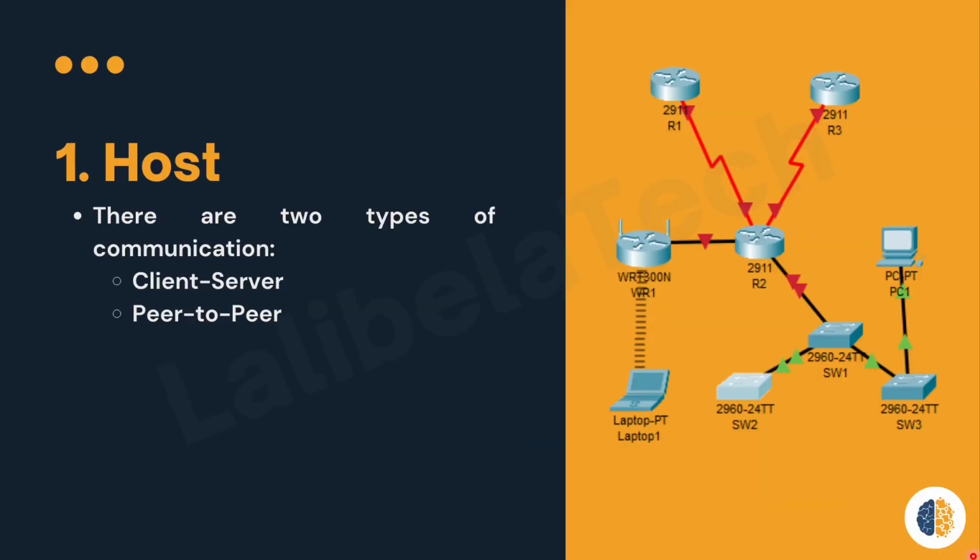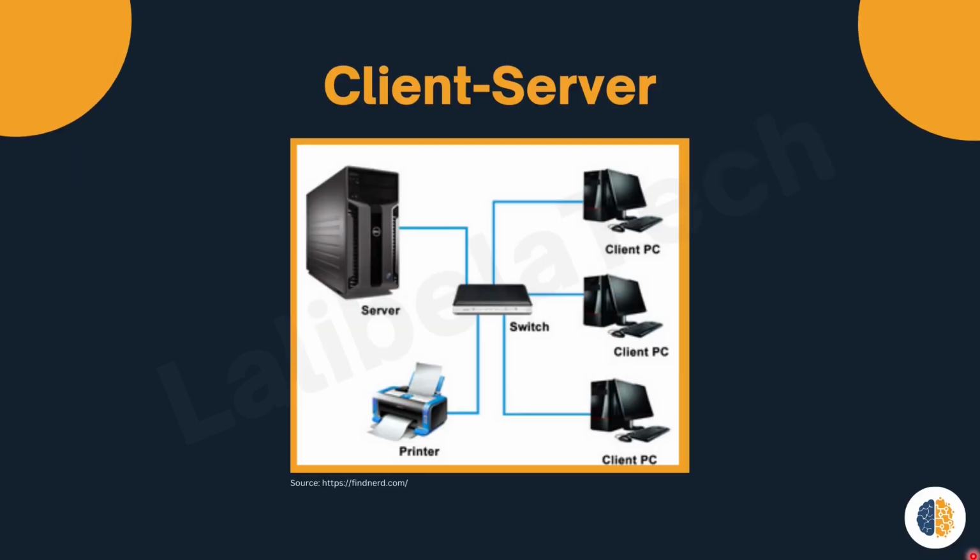In this video, we will discuss the two types of communication, which are the client-server and the peer-to-peer communication. In this diagram, we have three PCs, 1, 2, 3, a printer and a server, which are interconnected through a switch.